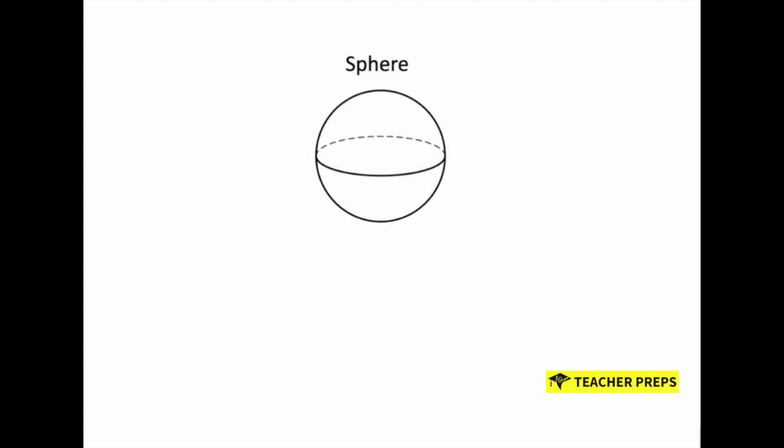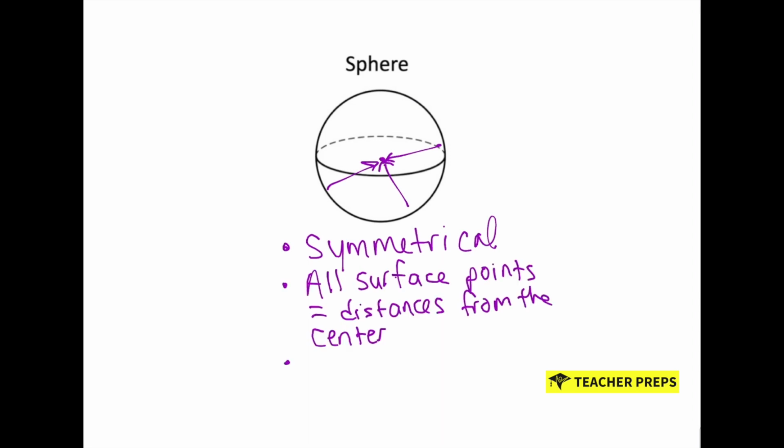The last 3D shape we're going to talk about is a sphere. A sphere is a very interesting 3D shape. It doesn't have any bases. One interesting thing about a sphere is that it's completely symmetrical. No matter which way you look at it, all parts of the surface are going to be equal distances to the center of the circle. A sphere is round in shape. What this means is that we have no vertices, corners, or edges.